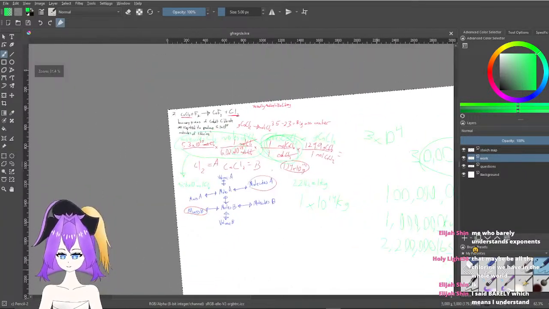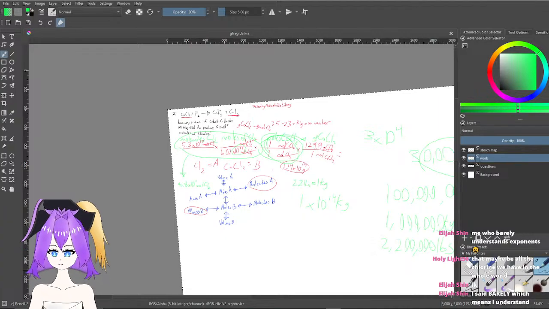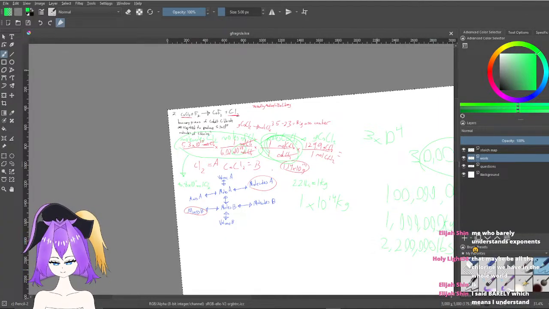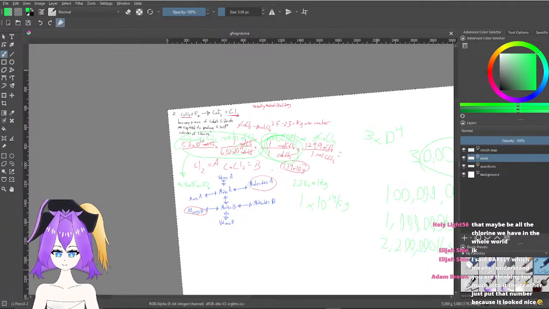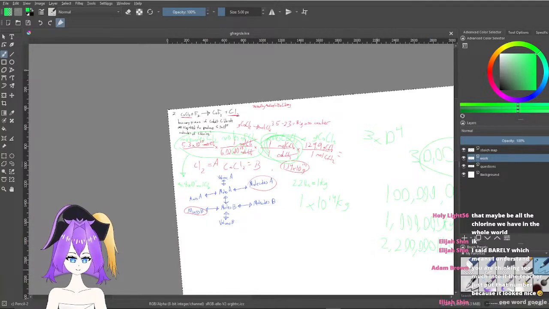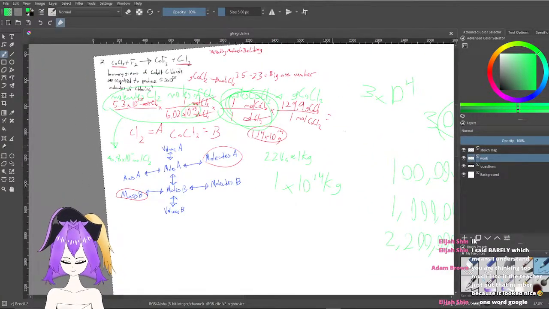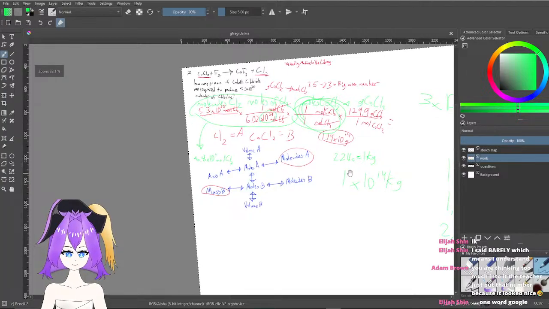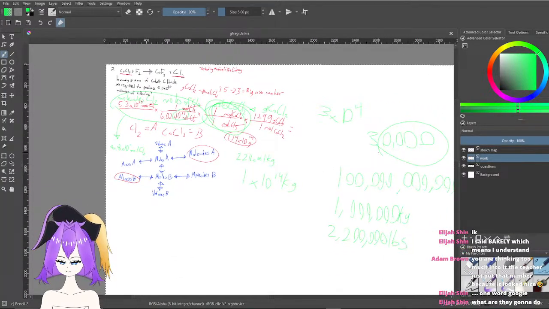But yeah, I'm just gonna go with this, honestly. It works. 6.02 times 10 to the 23rd Cl2. And then times 129.9 grams of cobalt chlorine. One word Google. I mean, yeah, but for the content, I guess. I'm just yapping. Anyways, so that's the first problem.